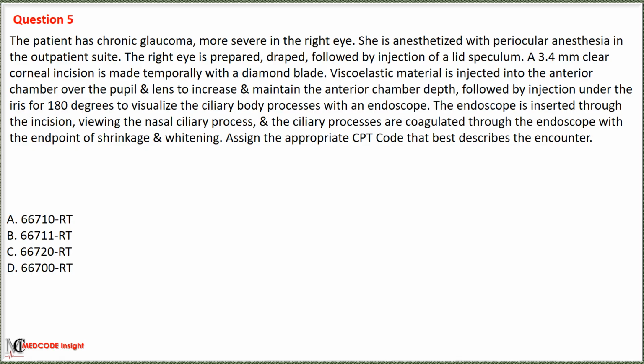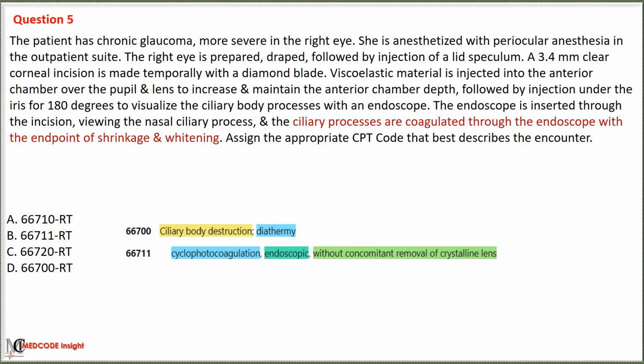Option A: code 66710 along with modifier RT. Option B: code 66711 along with modifier RT. Option C: code 66720 along with modifier RT. Option D: code 66700 along with modifier RT. In this scenario, a patient with chronic glaucoma in the right eye undergoes a destruction procedure on the ciliary body. The destruction was performed through coagulation and the procedure is performed using an endoscope.